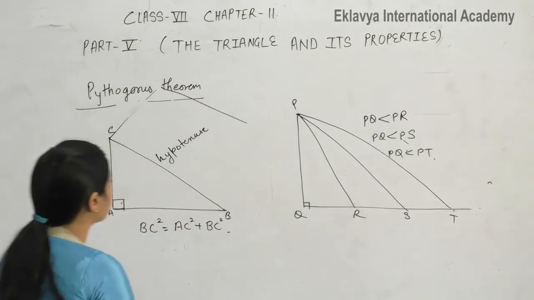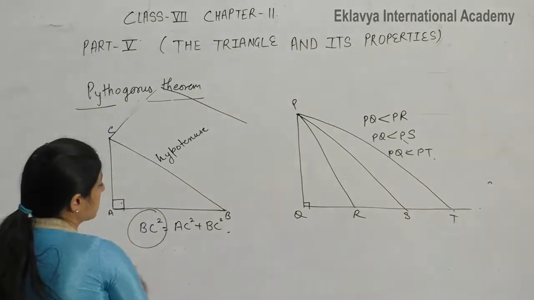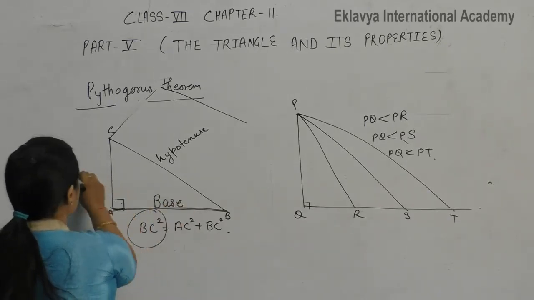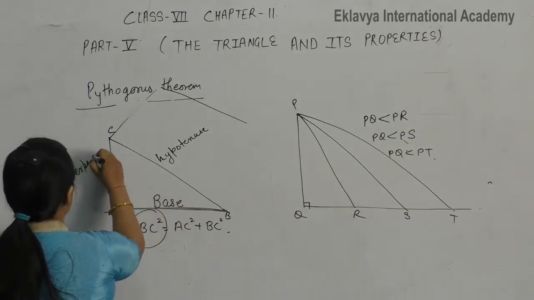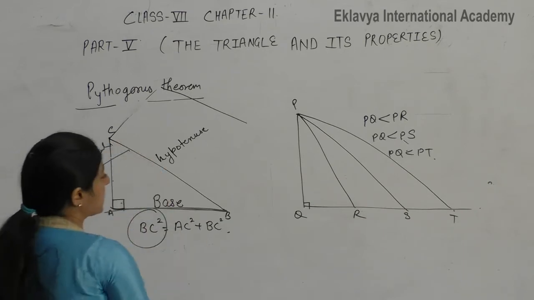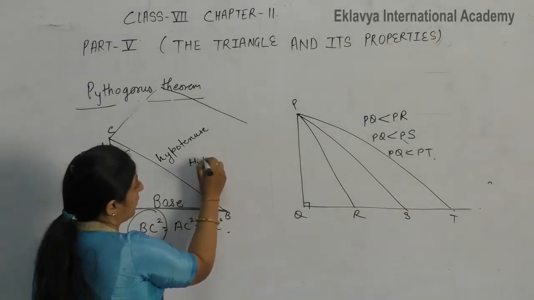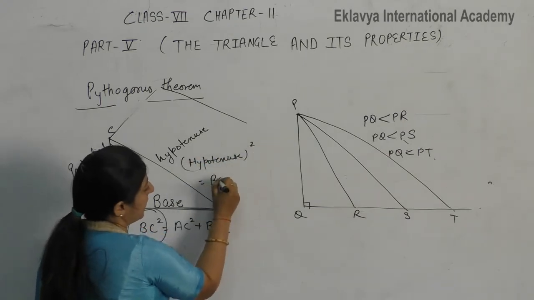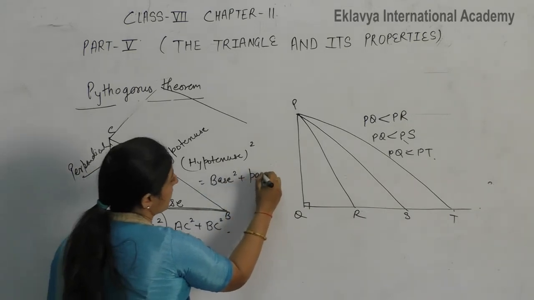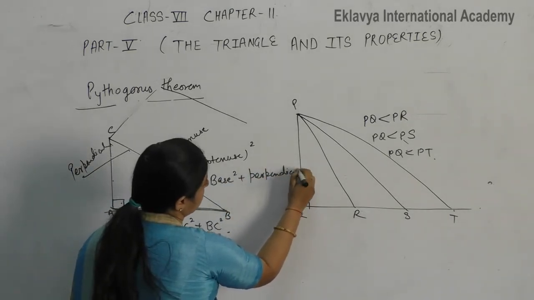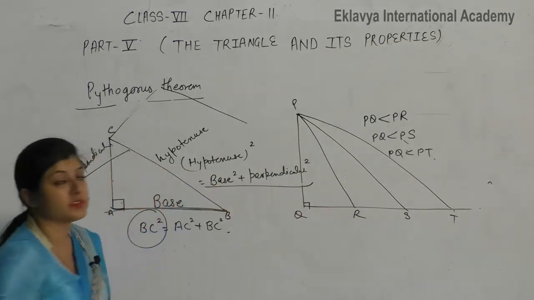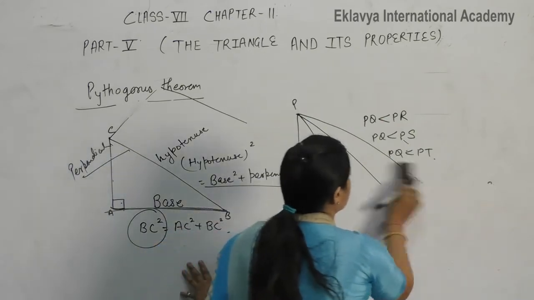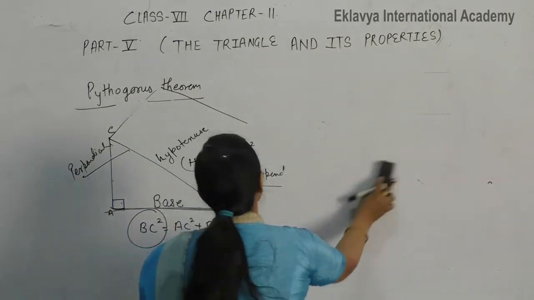Basically we will use the formula that the hypotenuse square, this one is called base and this one is called perpendicular. So we can say hypotenuse square is equal to base square plus perpendicular square. This is the Pythagoras theorem formula which we will use in our word problems, in our questions.